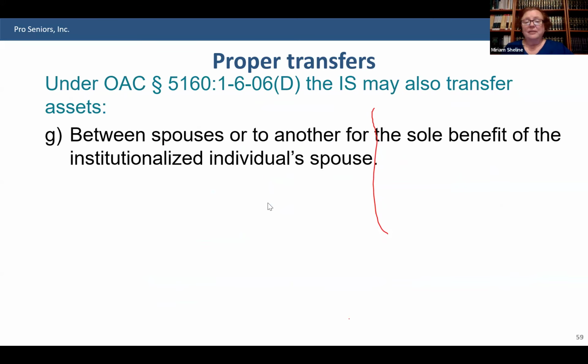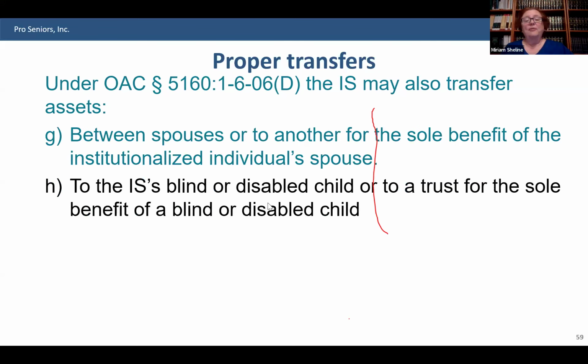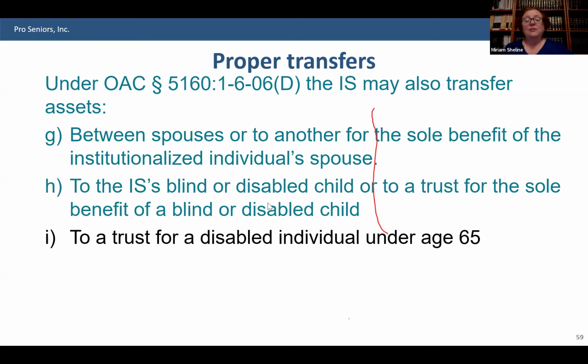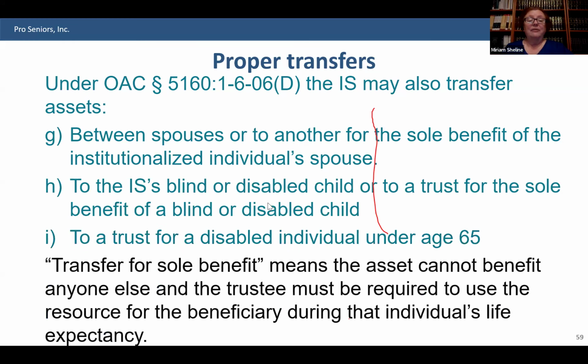With regard to other assets other than the home, the IS can also transfer any assets between the spouses or to a third party for the sole benefit of the spouse, to a blind or disabled child, or a trust for their sole benefit, to a trust for a disabled individual under age 65. And here's the transfer for sole benefit language, that it cannot benefit anyone else, and they must use the resource for that beneficiary during their lifetime. But this is the proper transfers, again, for any other assets other than the home.